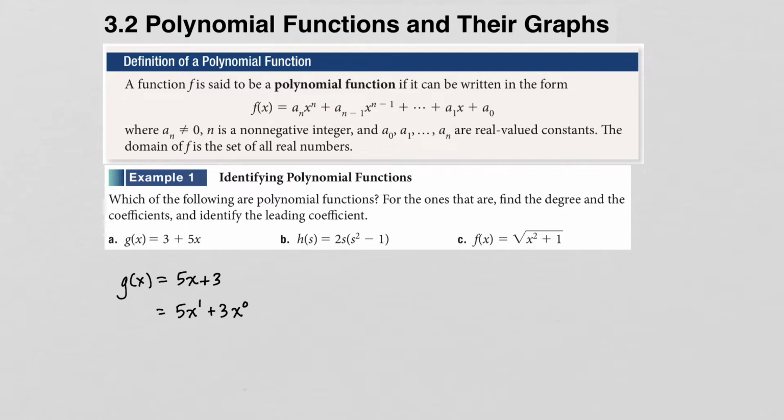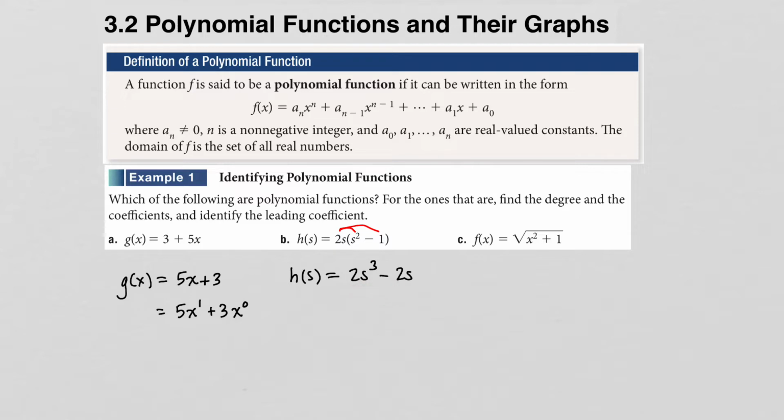In the second example, we have h of s is equal to 2s times s squared minus 1. Notice that I can distribute here, and we can rewrite this as 2s to the third power minus 2s. And this is also a polynomial function. You can see that we have a leading coefficient of positive 2. The degree of this polynomial is 3, so it's a third degree polynomial.